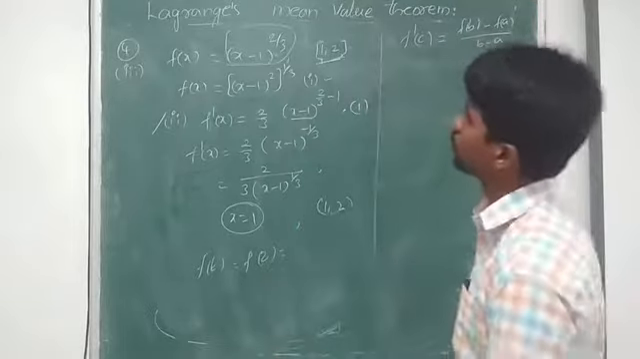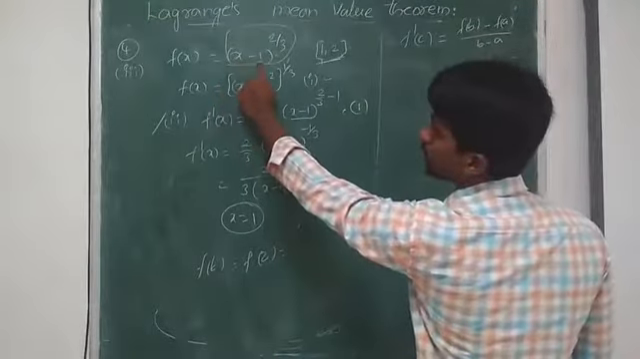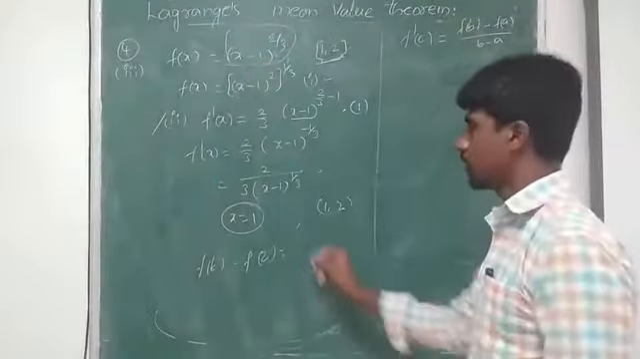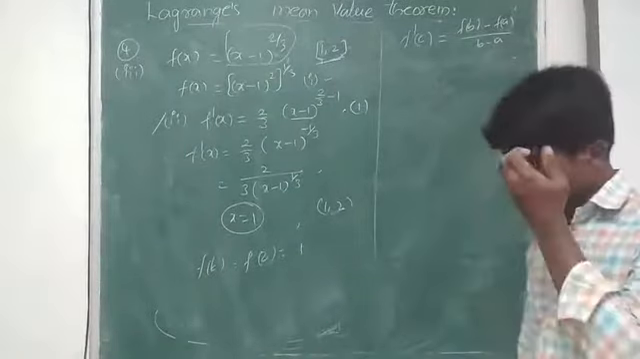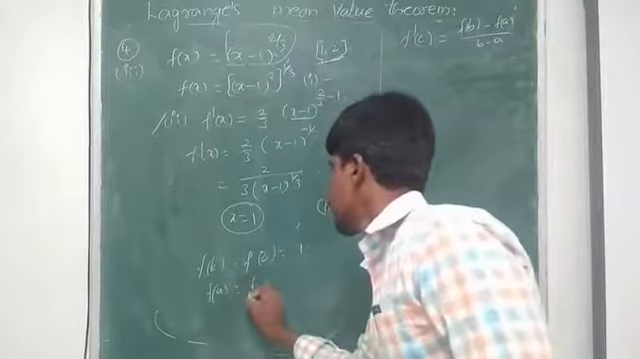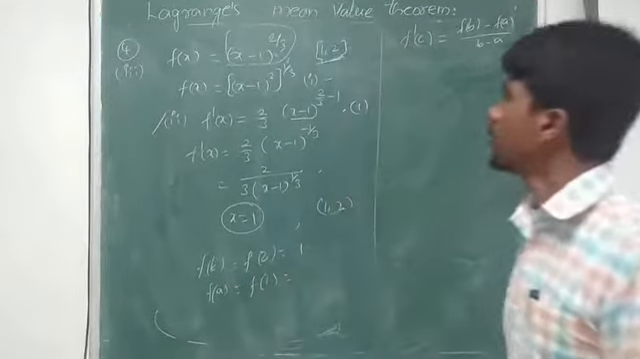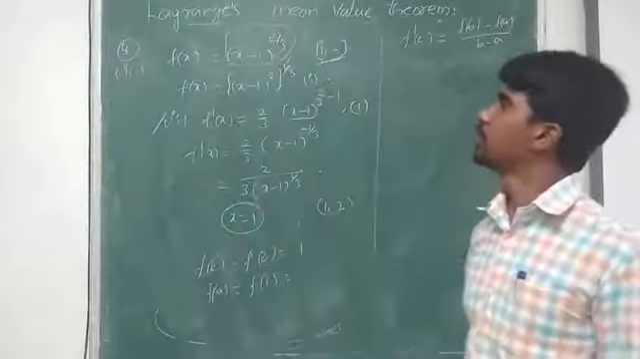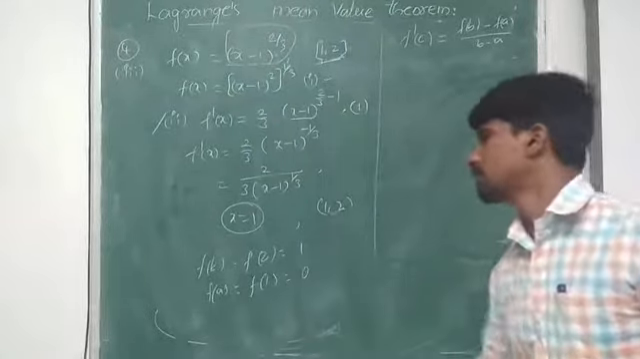What is f of 2? Substitute here 2 minus 1, 1 to the power of something, which is always 1. Next, f of a means f of 1. Substitute 1 in that, 1 minus 1, 0, 0 to the power of anything, 0.